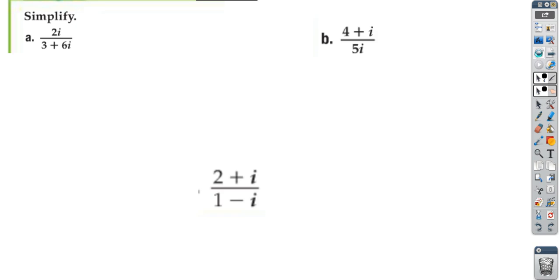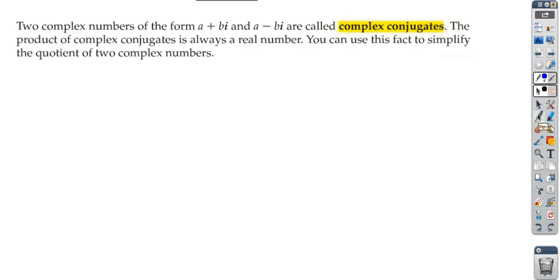Okay, the last example is dividing, and to divide you need something called the conjugate, or the complex conjugate.